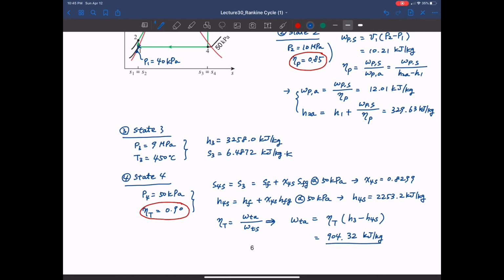We can also calculate the h4A the same way as we did for state 2, but we don't really need that h4A because we already calculated the WTA, which is the actual turbine work, and that is what you want to calculate, right?